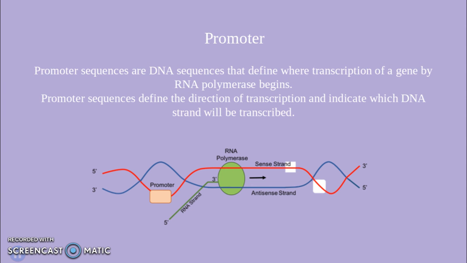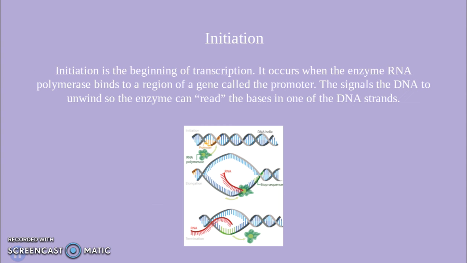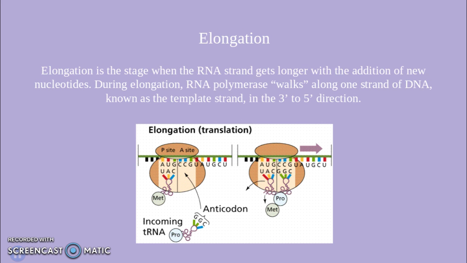Now, promoter sequences are DNA sequences that define where transcription of a gene by RNA polymerase begins. Promoter sequences define the direction of transcription and indicate which DNA strand will be transcribed. And initiation is the beginning of transcription. It occurs when the enzyme RNA polymerase binds to a region of a gene called the promoter. This signals the DNA to unwind so the enzyme can read the bases in one of the DNA strands. So the initiation is basically just the start of that transcription process.